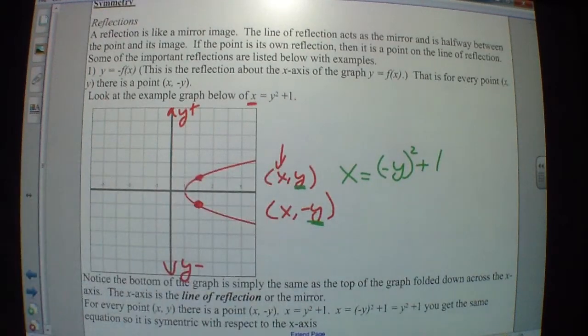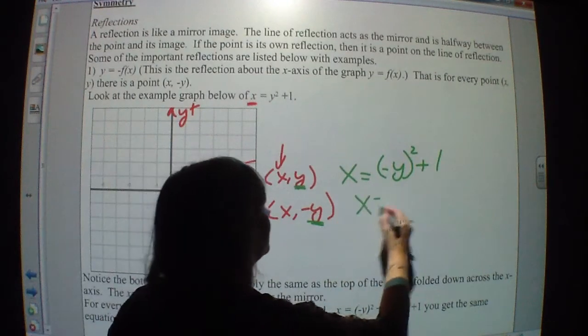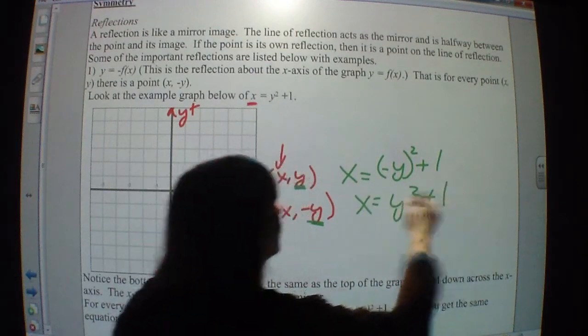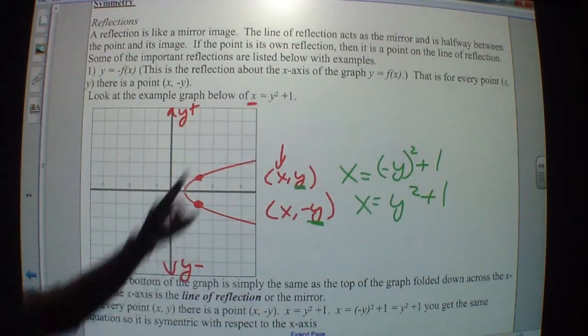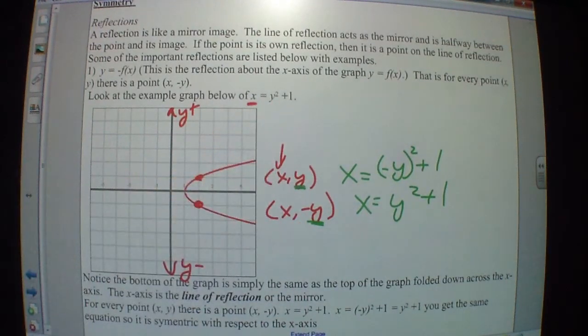And now let's simplify that. Negative y quantity squared is just y squared. It becomes a positive. So when you plug this in, if you get back to where you started from, your original equation, it has symmetry with what you're testing. And here I'm testing symmetry with respect to the x-axis. Okay, so if you get the same equation you started with, it has symmetry. If you get a different equation, it does not have symmetry.